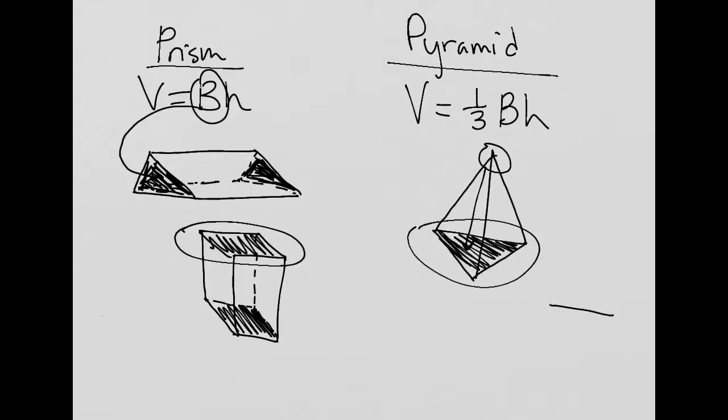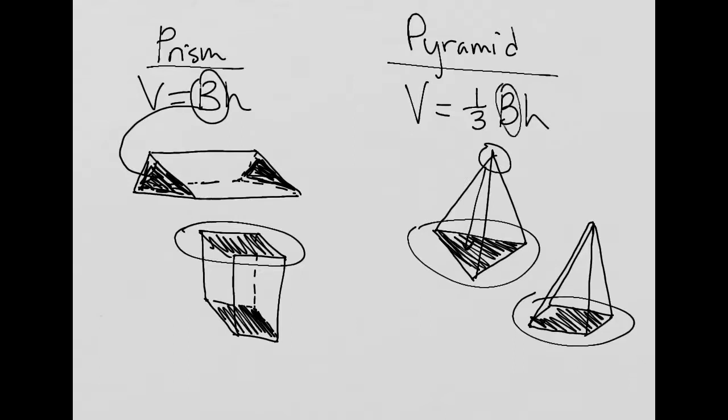Well, you can also have a rectangular base in a pyramid. So if you imagine all the corners or vertices of that rectangle down there coming to a point, now you have a rectangular pyramid. So no matter which one you're looking at, the shape of that base is very, very important, because that's how you're going to find that big B in either formula.